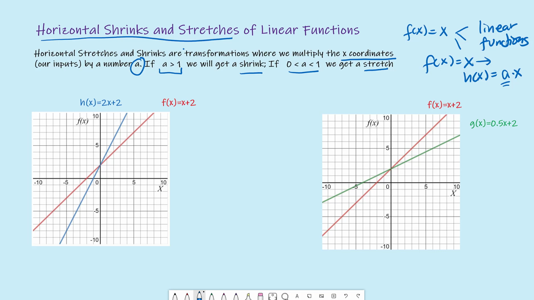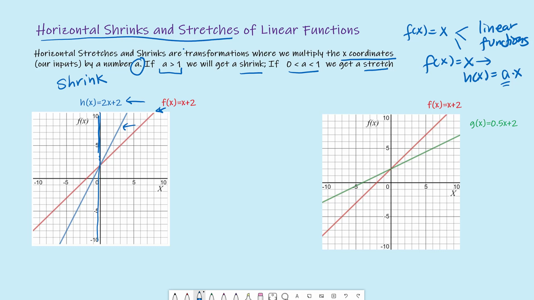So let's look at this first one on the left. We're looking at a shrink. Why is it called a shrink? Well, if you look at our original graph here, the f of x is x plus 2. When we made our transformation to h of x equals 2x plus 2, we see that the graph shrinks towards the 0 of the x. What is the 0 of the x? It's the y-axis, or the f of x axis here. So we call this a shrink.